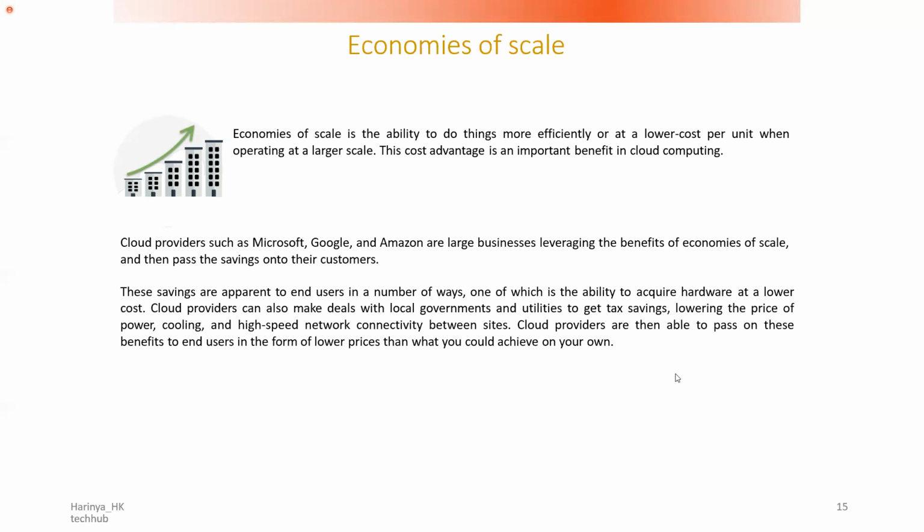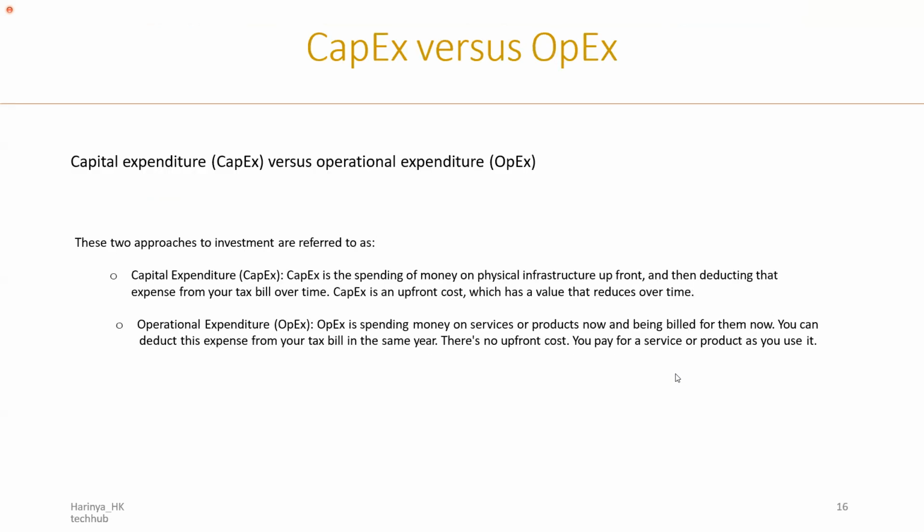Whenever we are going to understand the economies of scale, these are the important points that you can note down. I hope it's clear. So, an important point here is the capex versus opex model. What is capital expenditure? What is operational expenditure?